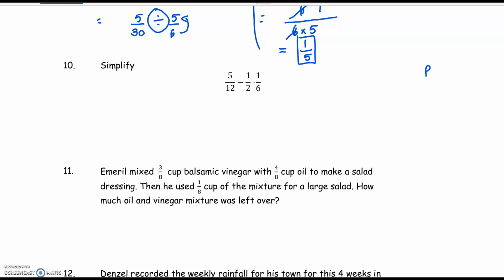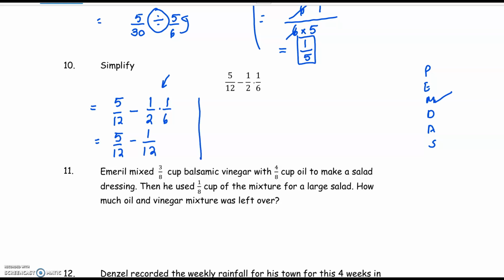Again, PEMDAS. Multiplication comes before addition or subtraction, so do the multiplication first. 5/12 minus 1/2 times 1/6. Multiplying fractions is the same as breaking down the numbers and cancelling common factors. Here the numerator is a 1, so there is nothing else to cancel, so 1 times 1 is a 1. 6 times 2 is a 12.